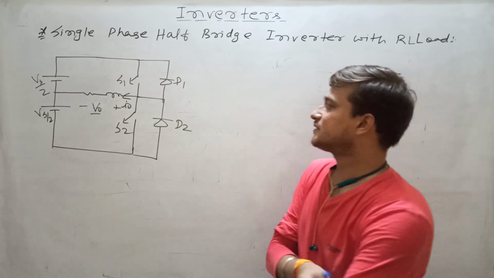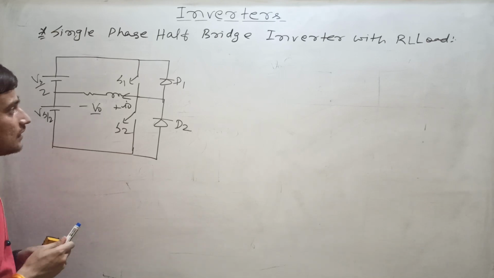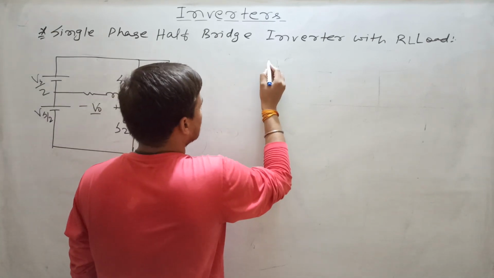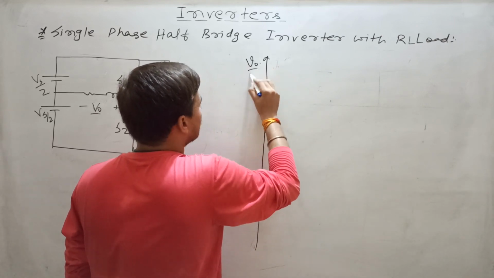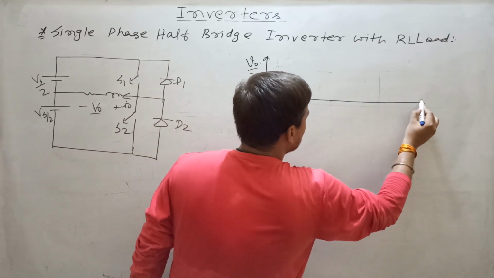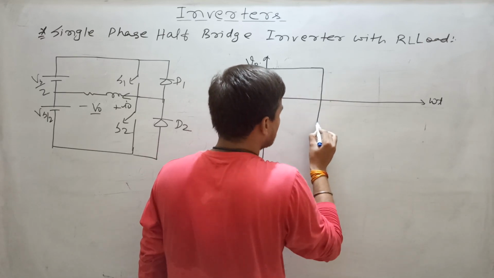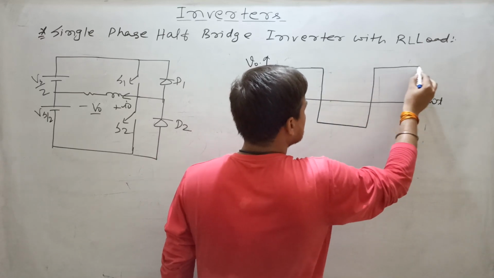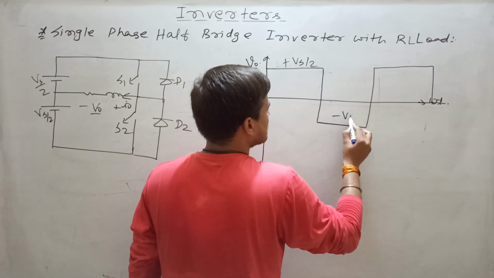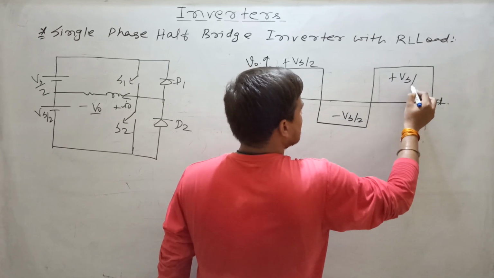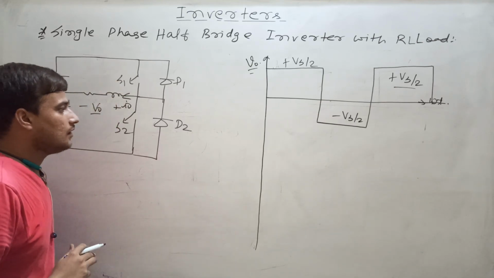Clear? Next, now we have to draw the waveform and see the operation. Come to waveform. See, what do you know? This is voltage source inverter, so output voltage will not be affected. Output voltage will be the same. It will be plus Vs by 2, minus Vs by 2, plus Vs by 2, plus Vs by 2, minus Vs by 2, and here it will be plus Vs by 2. Output voltage is not going to be affected irrespective of any load.